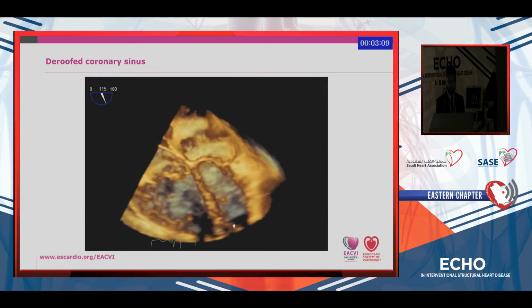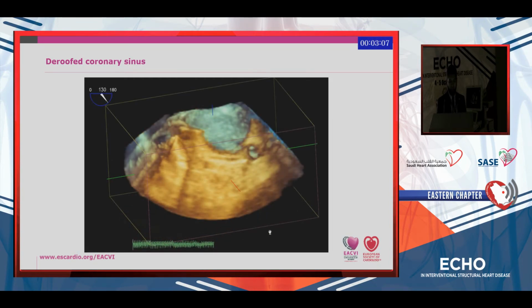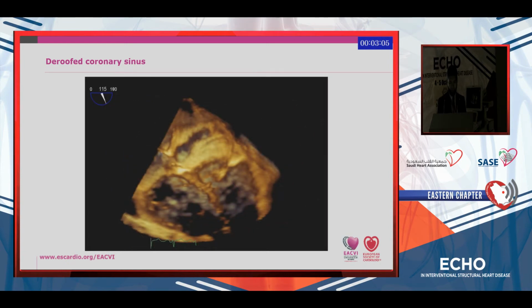With 3D, you can see here that this is like a 4-chamber view, left ventricle, right ventricle, interatrial septum, and this is the left atrial cavity. You can see this wall is absent. This is how the de-roofing looks like. The complete wall between the coronary sinus and the left atrial cavity is removed. So we have seen that in 2D, but just like a line discontinuity, but in 3D you can see the whole roof is not there.